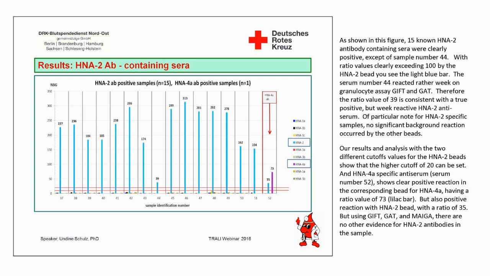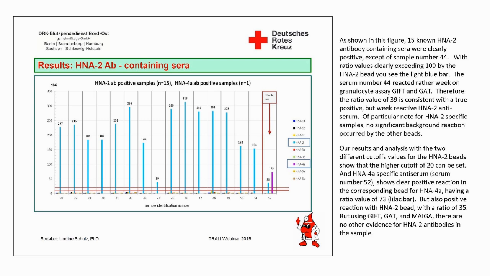As shown in this figure, 16 known HNA2 antibody-containing sera were clearly positive, except for sample number 44, with ratio values clearly exceeding 100 by the HNA2 bead. You see the light blue bar. The serum number 44 reacted rather weak, also in the classical GIFT and GET. Therefore, the ratio value of 39 is consistent with a true positive but weak reactive HNA2 antiserum.